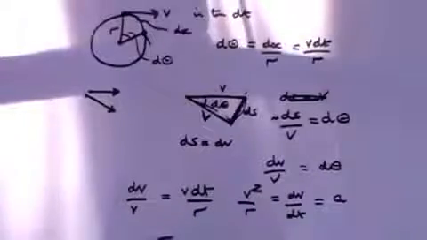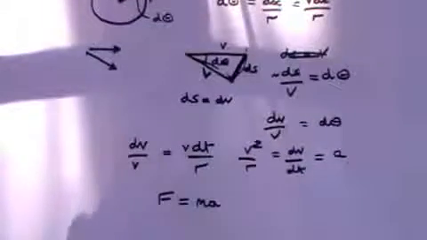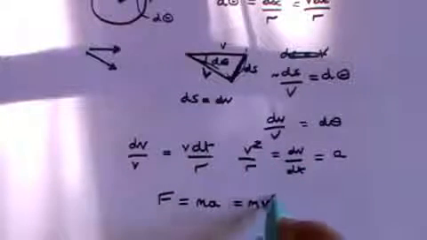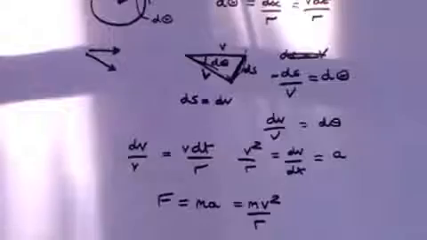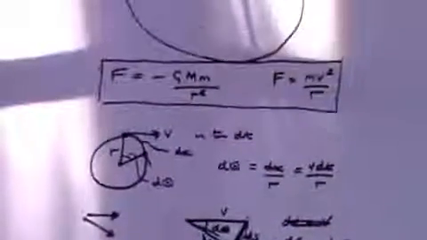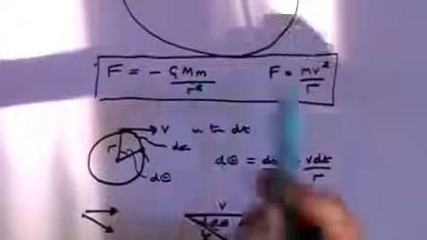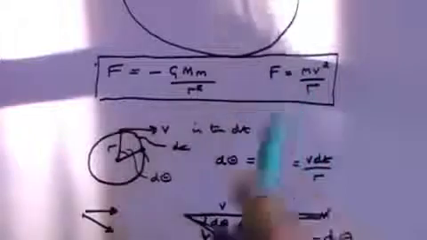And if you want the force, well, the force by Newton's second law is mass times acceleration, and that is mass times v squared over r. And that's why the centripetal force is mv squared over r. Okay, after that little detour, we can now go back and look at the significance of the gravitational force being supplied, or being the cause of, the centripetal force.